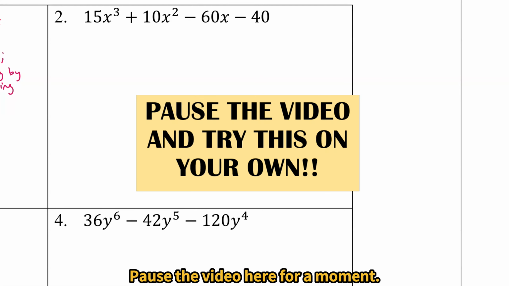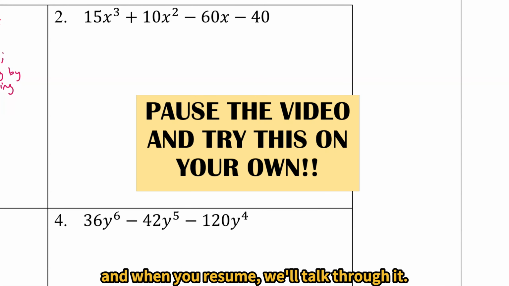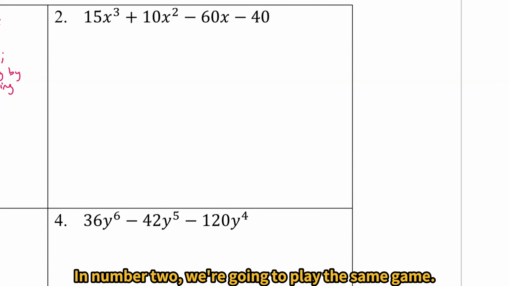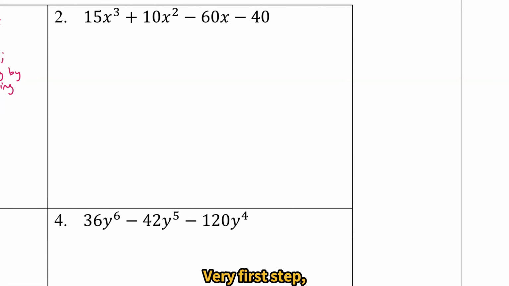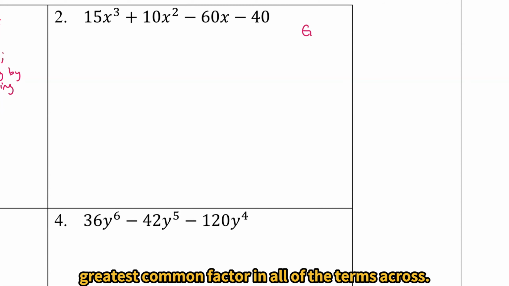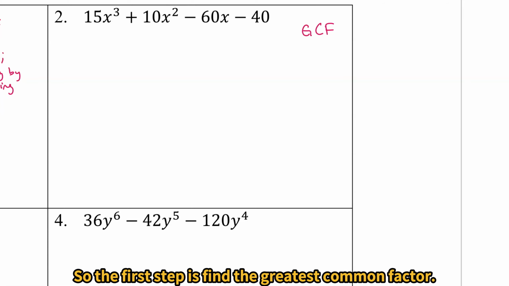Pause the video here for a moment, see if you can try number 2 on your own, and when you resume, we'll talk through it. In number 2, we're going to play the same game. We look for a greatest common factor. The very first step, greatest common factor in all of the terms across. So the first step is find the greatest common factor.